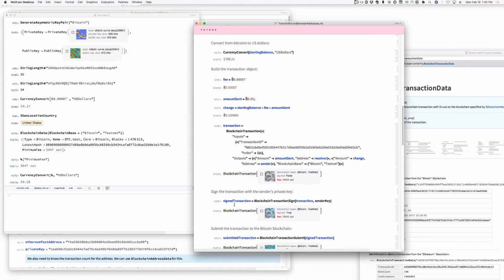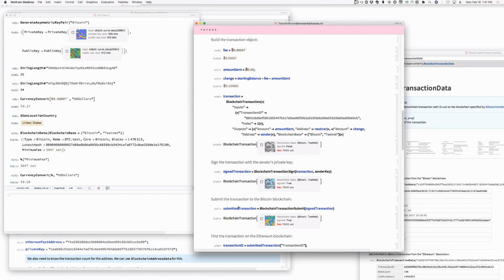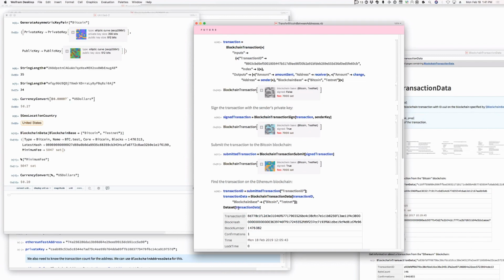Okay. Submit the transaction to the blockchain. Find the transaction. There's a typo there that should say Bitcoin testnet. Okay, so that's the ID. I think you should show those in separate lines. Okay, don't put these together in one line.